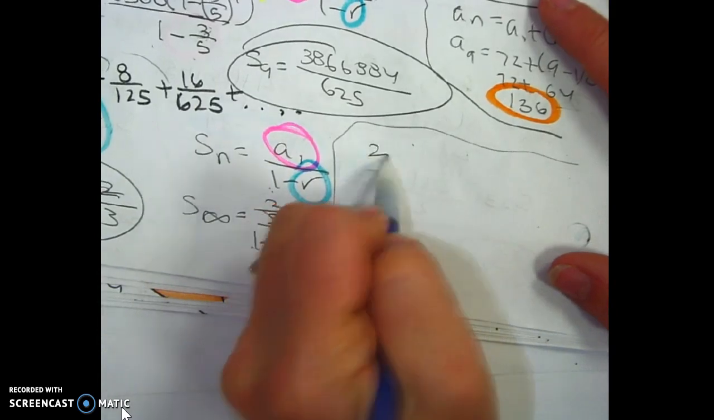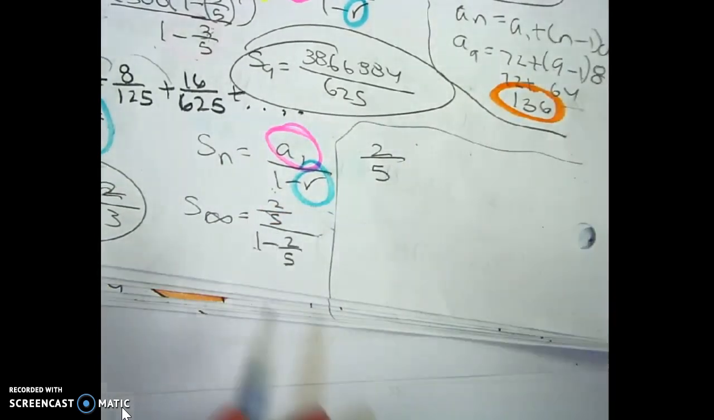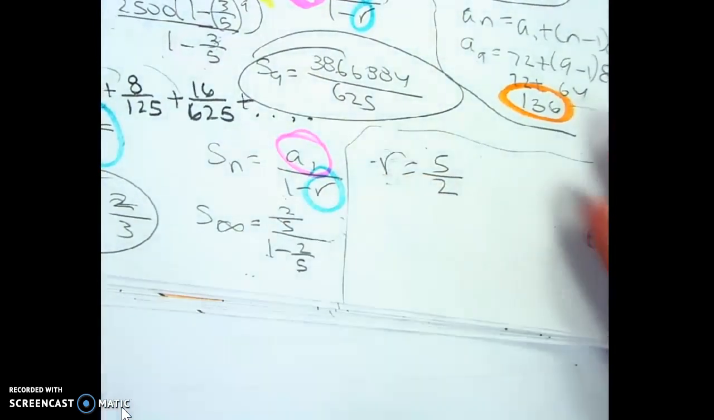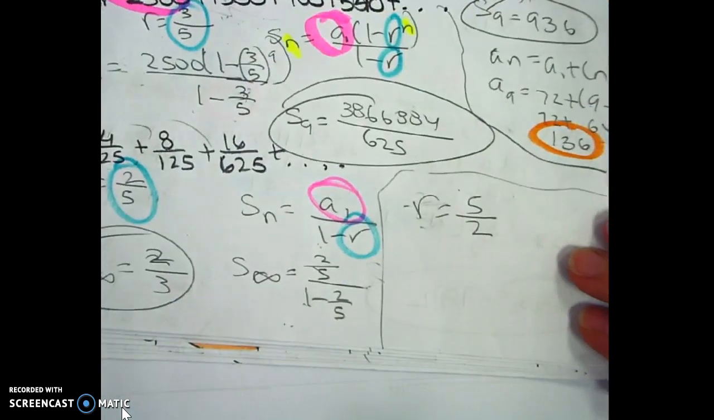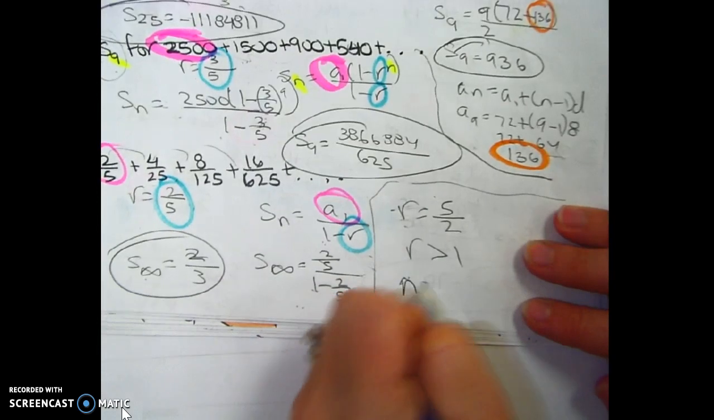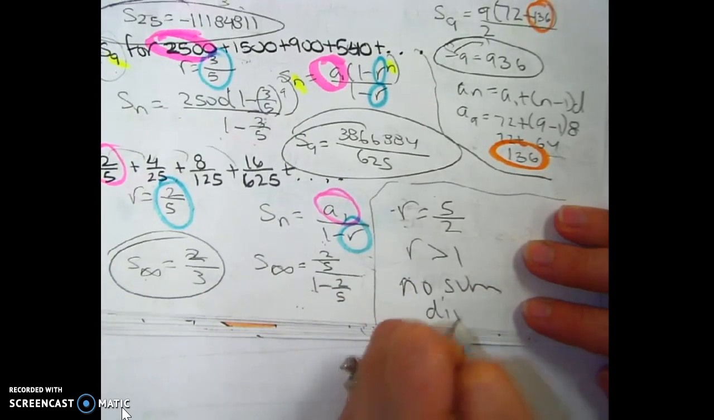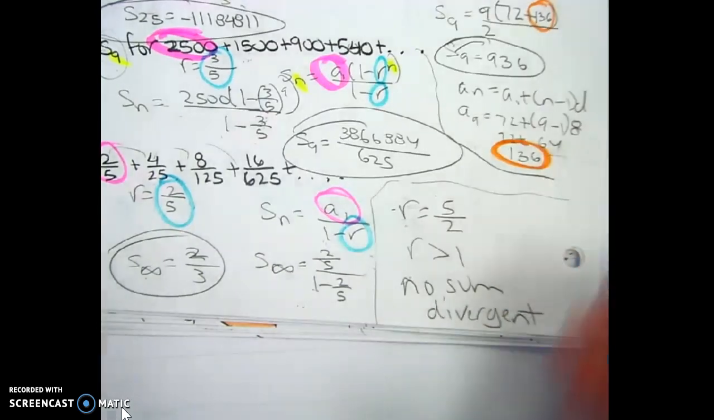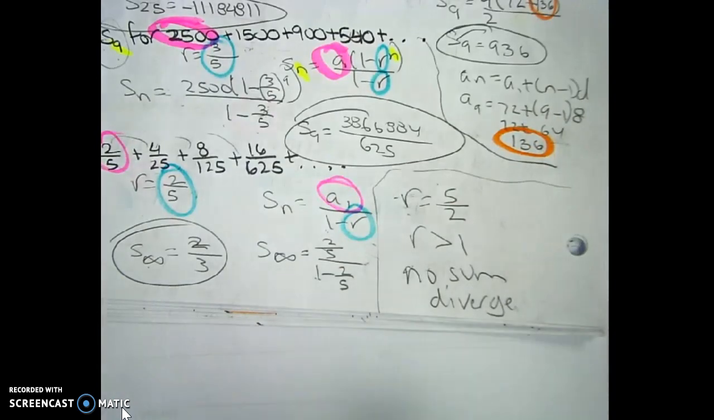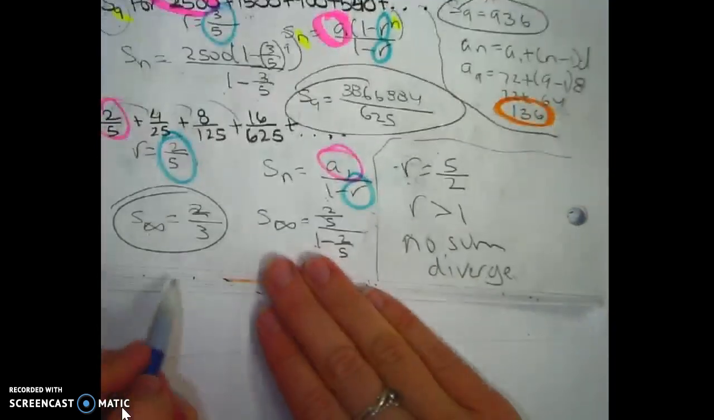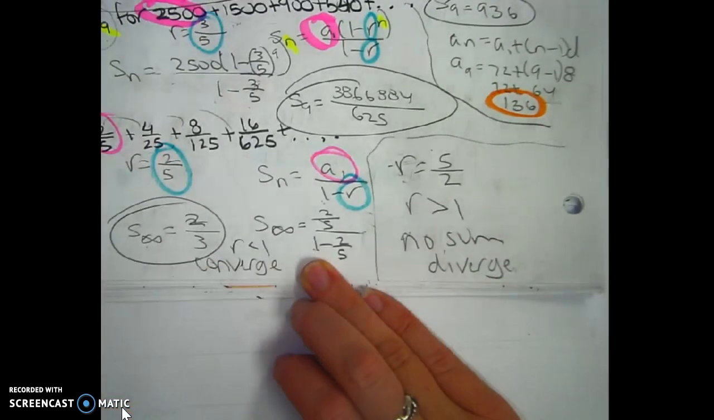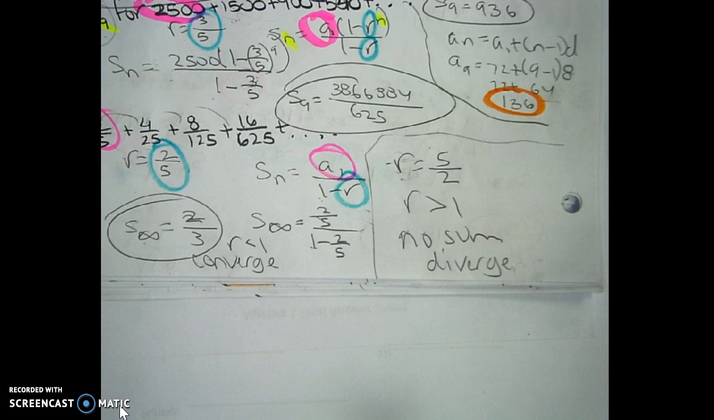If this was 2/5, let's say this time the ratio was 5/2. If the ratio is 5/2, that means the ratio is greater than 1. There is no sum. It is divergent. Okay, or you can just say diverge. It will diverge. It will not end. Okay, this one would be considered converged because the ratio is less than 1. Okay, that's your practice from the day before.